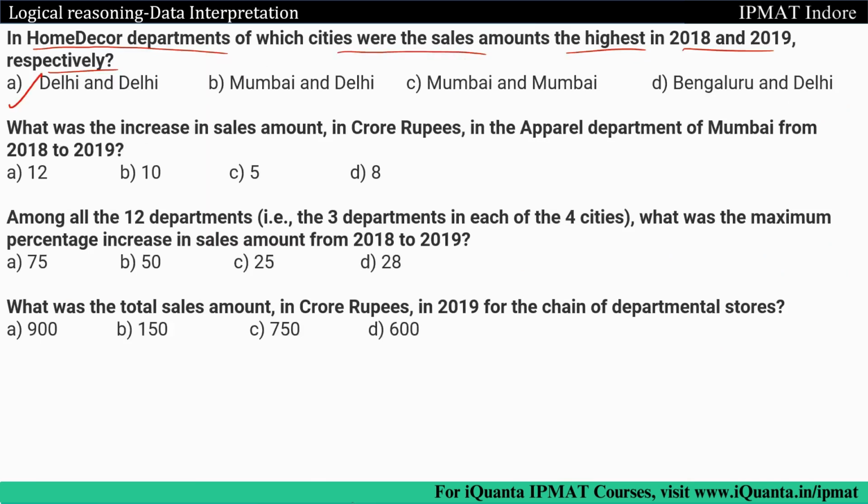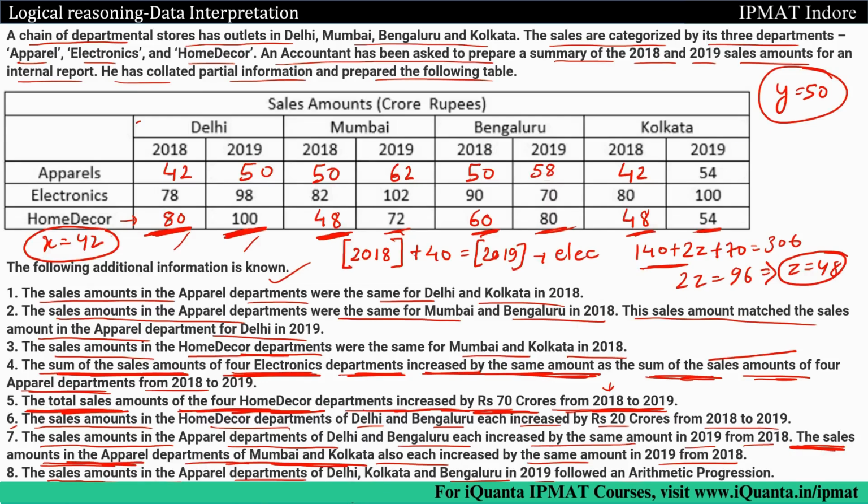Okay, option A. What was the increase in sales amount in crore rupees in the apparel department of Mumbai from 2018 to 19? So apparel department Mumbai 2018 to 19.